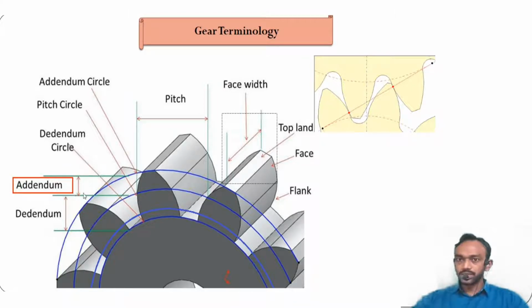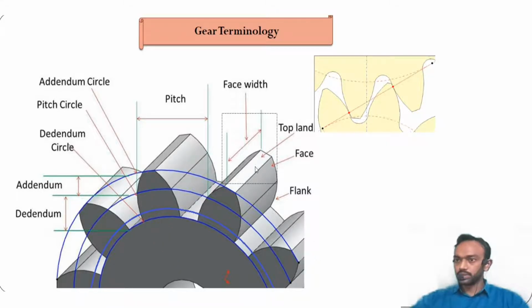Now start with the addendum. First of all, what is addendum? Addendum is the distance measured between the pitch circle and the addendum circle, and the same for dedendum. Dedendum is the distance measured between the pitch circle and the dedendum circle, and this distance will be measured along the pitch radius. Okay, so there will be a pitch radius and all distances are measured along this.